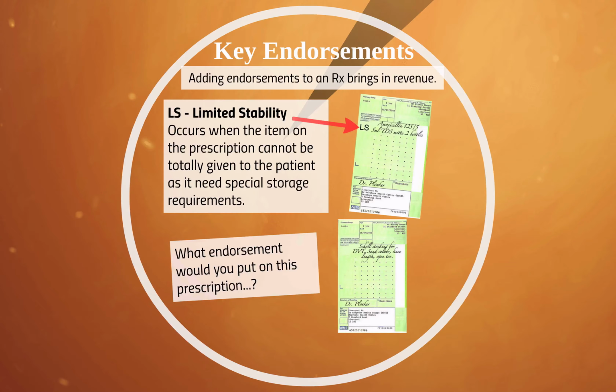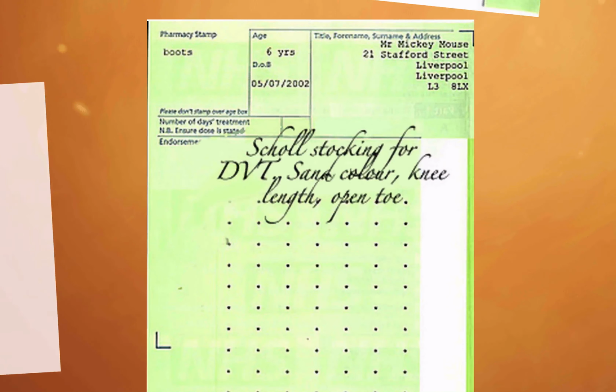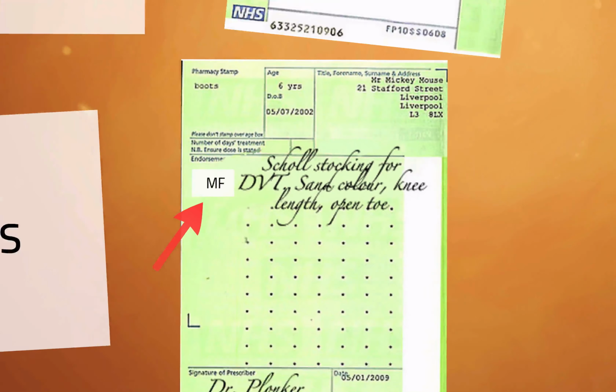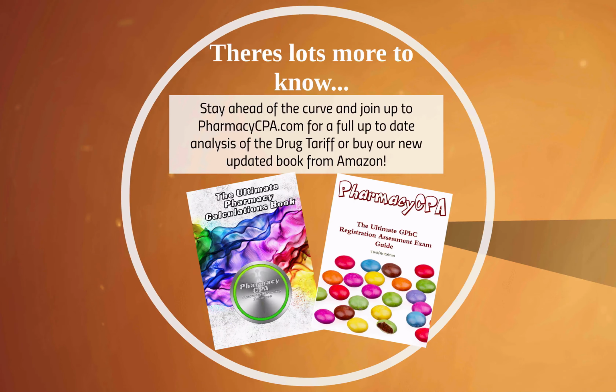So here's a quick question. As I said, I'm not going to go through all the endorsements, but what would you put on this prescription? I know it's for Mickey Mouse, and you probably think it's fraudulent. I didn't know you live in Liverpool. But what are you thinking with this? Is it broken bulk? Can you apply it? No. Is it limited stability? No. Is it MF? So measured and fitted. It's something you can apply when you measure someone for a certain stocking. So there's lots more to know.